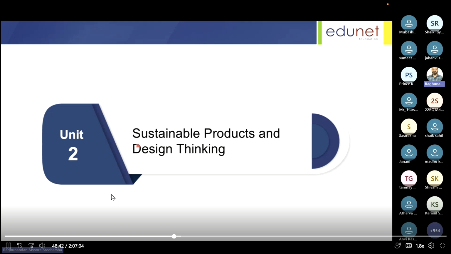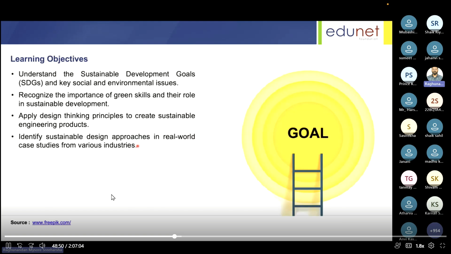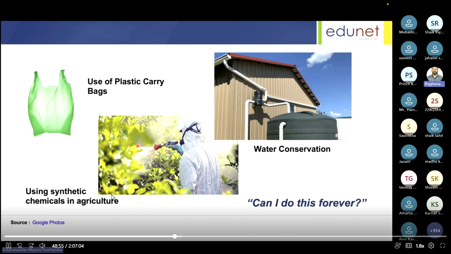So we'll now go for the next one, which is called sustainable products and design thinking. What are sustainable products and how can we inculcate design thinking there? So we got an idea about design thinking. Now just look at this one. This is a single-use plastic, right?